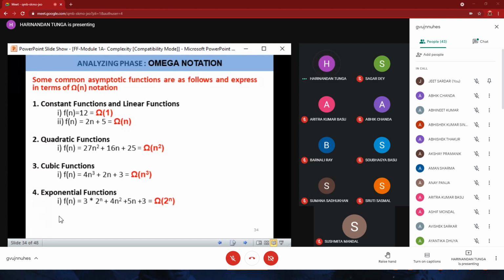Similarly, the quadratic equation is big omega of n square, the cubic equation 4n square plus 2n plus 3 is big omega of n cube, and the exponential equation is big omega of 2 to the power n.